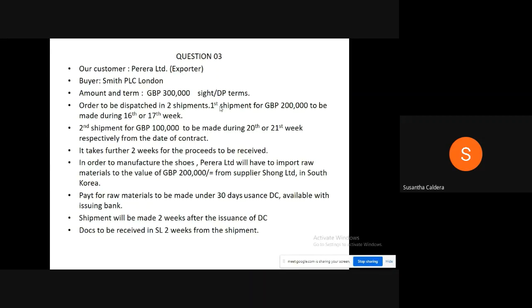Now comes the import. In order to manufacture the shoes, Perera Limited will have to import raw materials to the value of GBP 200,000 from supplier Shong Limited in South Korea. Payment for raw materials is to be made under a 30 days usance DC, available with the issuing bank. Shipment will be made 2 weeks after the issuance of the DC. Documents to be received 2 weeks from the shipment.